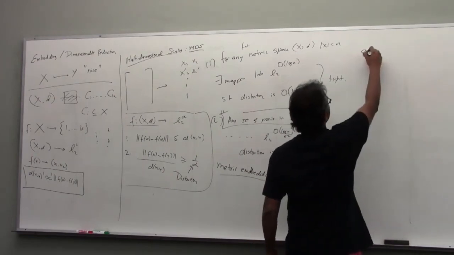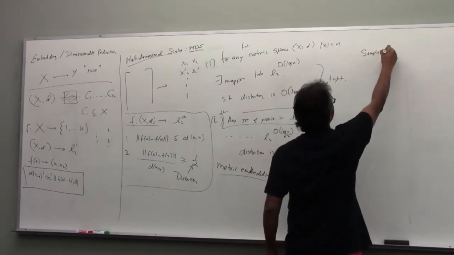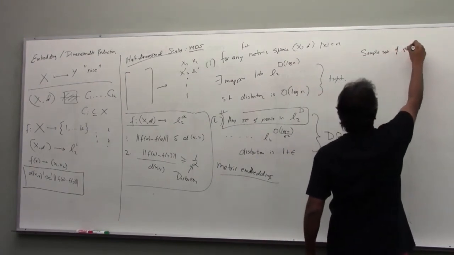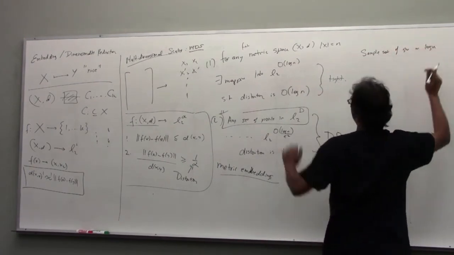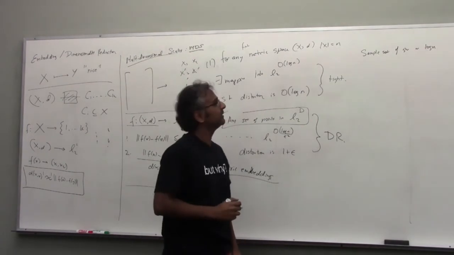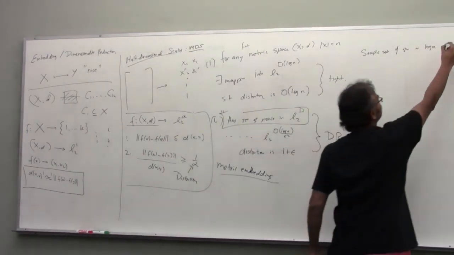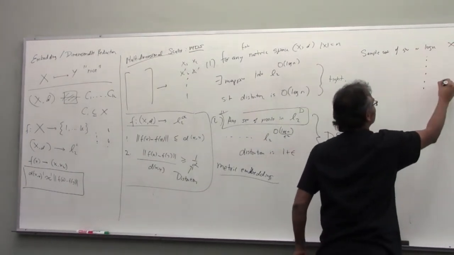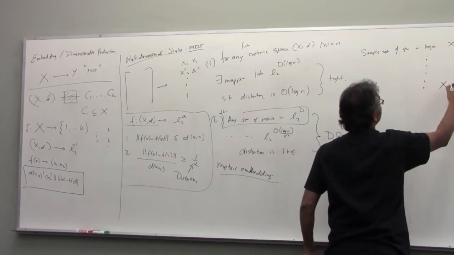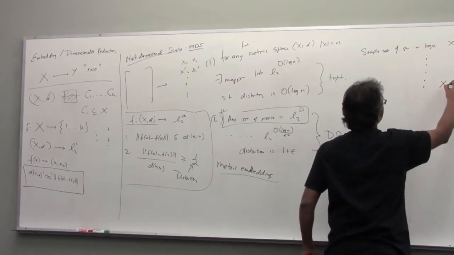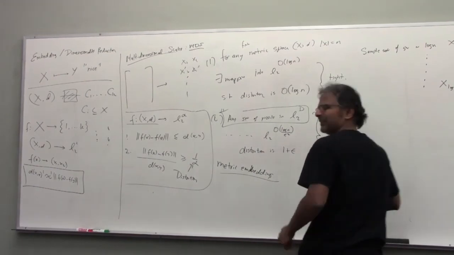you sample a set of size roughly log n from x. Okay? So that's some set x1. And then do this a whole bunch of times. You do this, in fact, log n times. Is there a log squared n in these results?